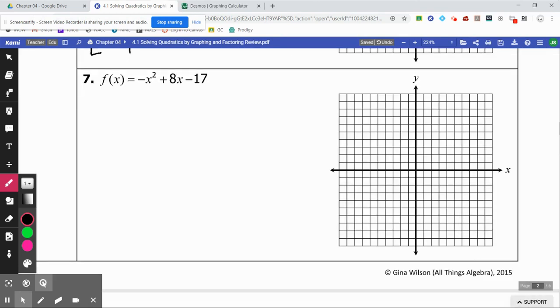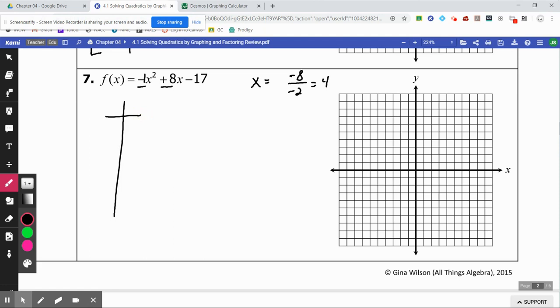Okay, number 7. Again, we start out with our axis of symmetry, which is x equals -b over 2a, would be -8 over 2 times a, which is -1. That'd be -8 over -2, which is 4. So let's put that on our t-table. x, y. 4 will go in the middle. When we plug in our 4, find f of 4 gives us -16 plus 32 minus 17, and that's going to be a -1.